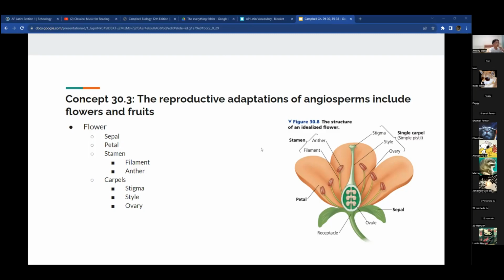The second structure is the petals. These petals serve to attract pollinators. They're usually brightly colored. They can have specific structures that mimic the body shape of a pollinator. That's an example of coevolution. But yeah, they're used to attract pollinators.